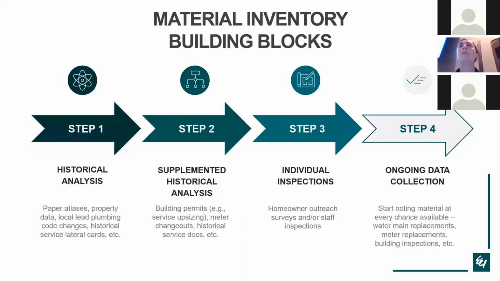And then step 3 is getting into individual inspections. You could do homeowner outreach, and I'll give you some examples of communities that are actually having the homeowners do a lot of these inspections, as well as having your staff follow up and confirming those results. And then the final step would be ongoing data collection. This might look different for a number of communities based on your different needs and what you have, but really just noting materials at any point available.